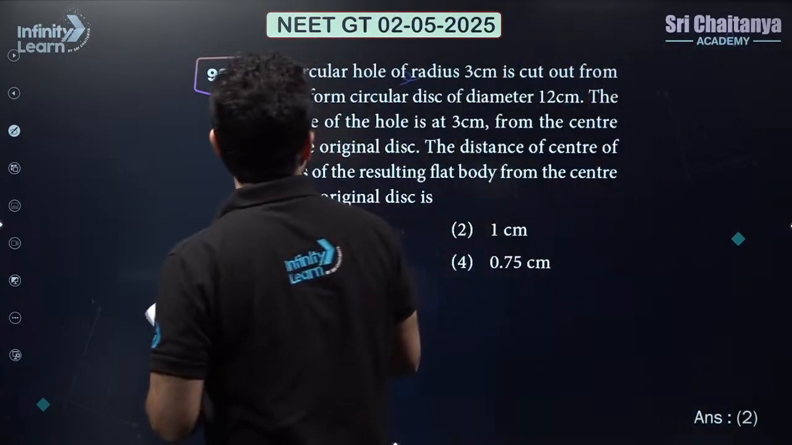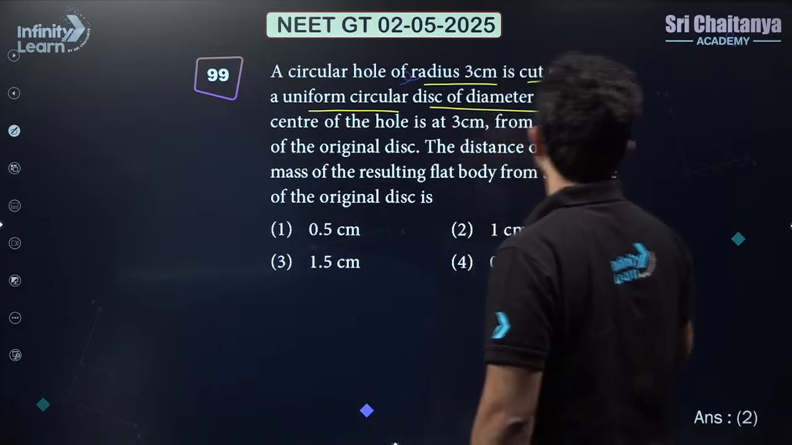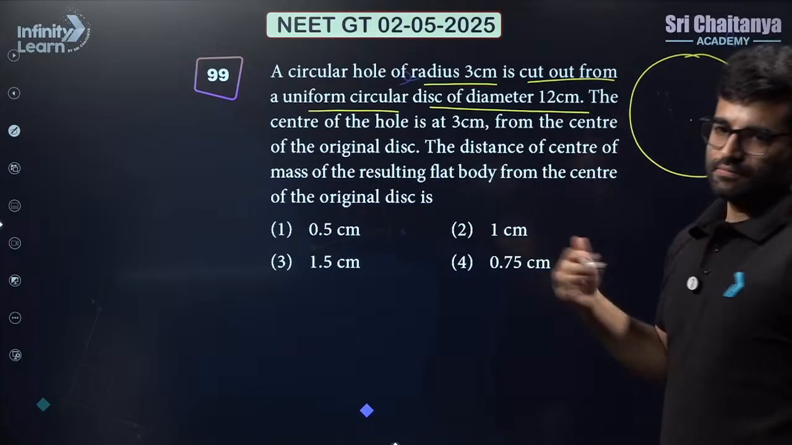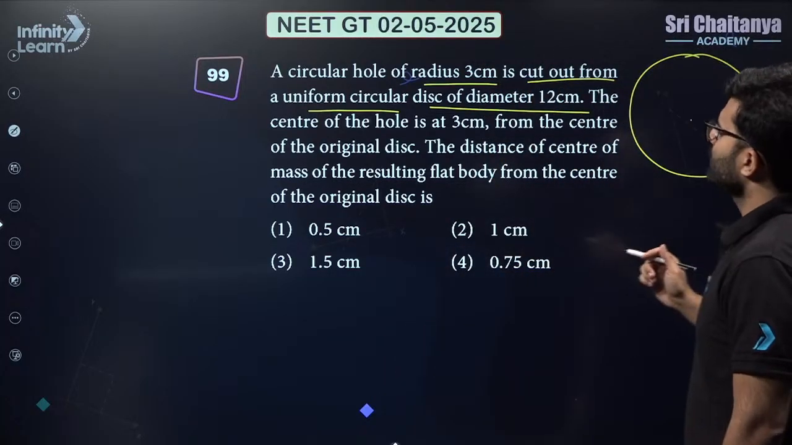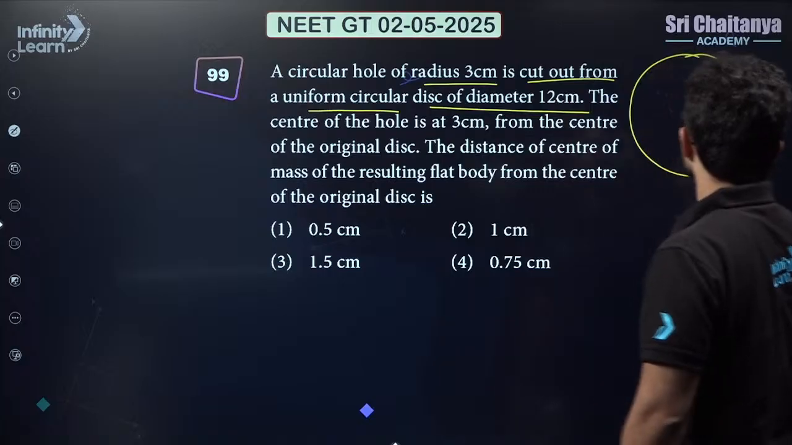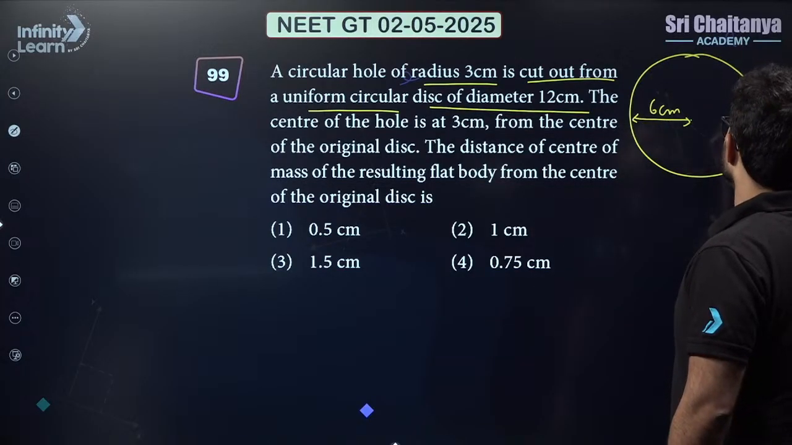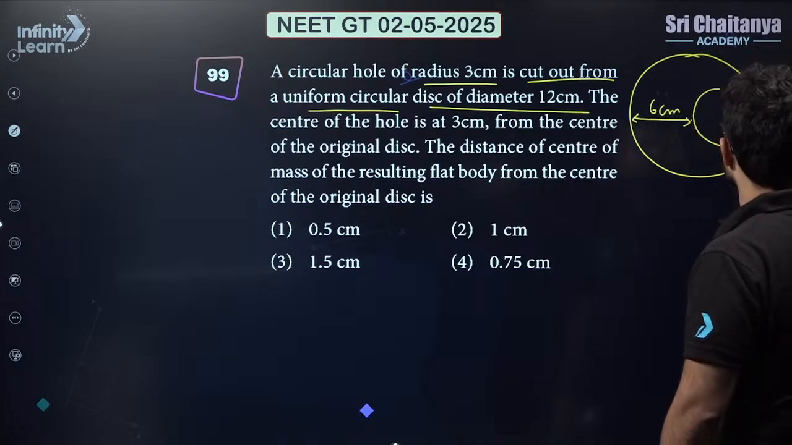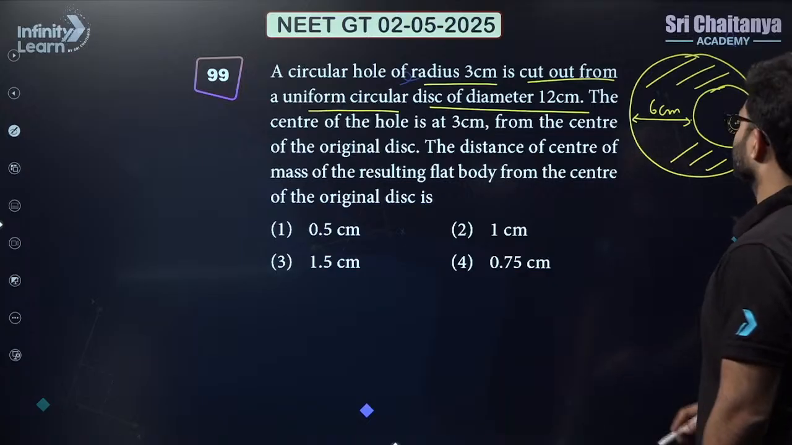A circular hole of radius 3 centimeter is cut out from a uniform circular disc of diameter 12 centimeter. So we have a big disc. What is a disc? The disc is 12 centimeter in diameter, so the radius is 6 centimeters, right? And from here we are taking a hole out like this, whose radius is 3 centimeters, right? So this is the case, correct?